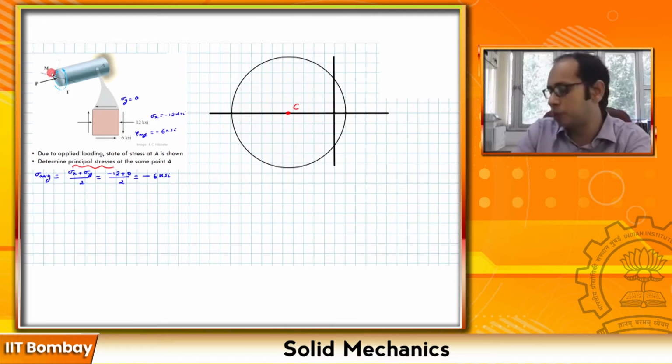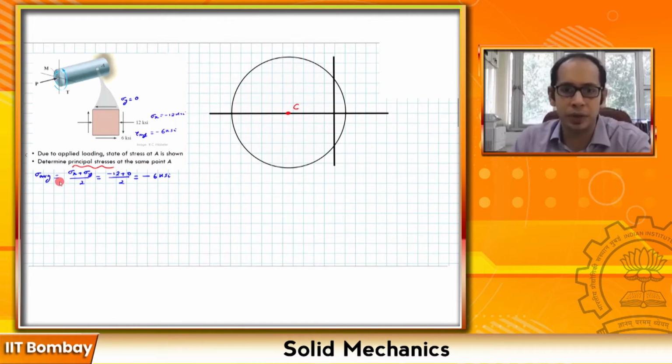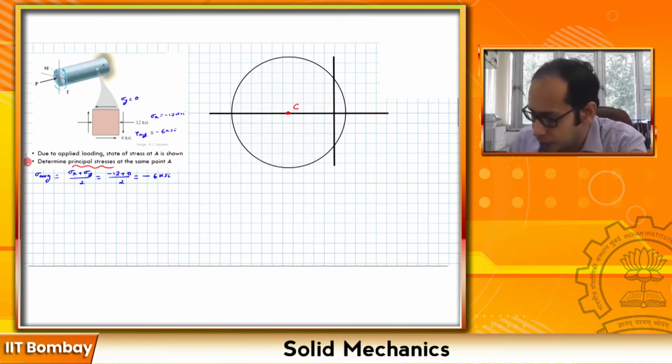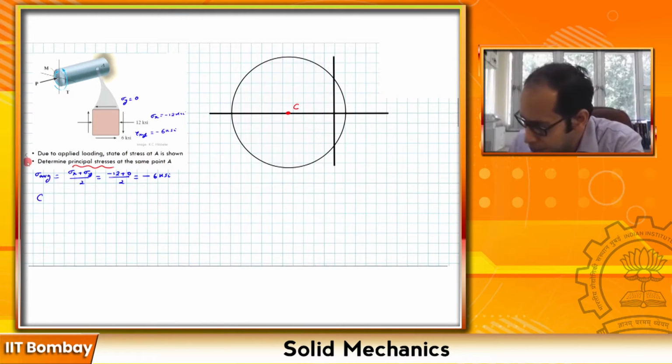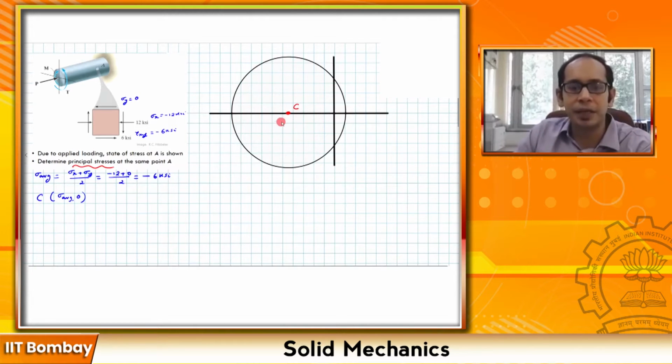As you remember, for the Mohr circle, and I will come to the circle in a minute, the center of the circle is at sigma average comma 0. So the center of the circle C has the ordinate sigma average and 0. Here the sigma average is sigma x plus sigma y by 2. So this is minus 12 plus 0 over 2, so it becomes equal to minus 6 ksi. So you see that the center itself is at a negative sigma.